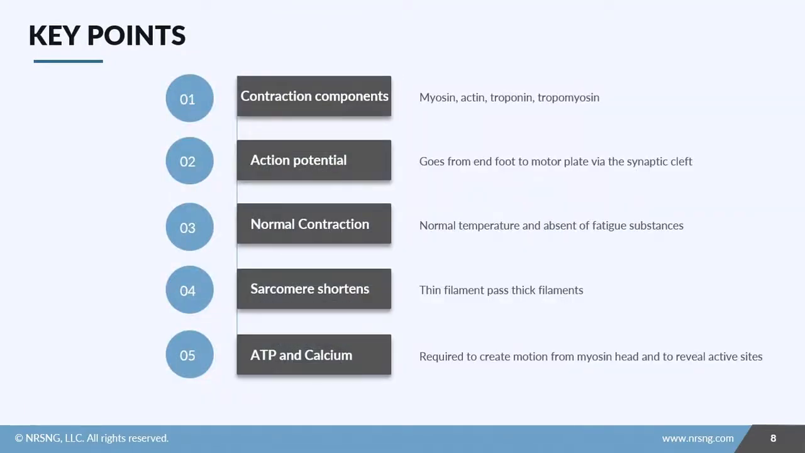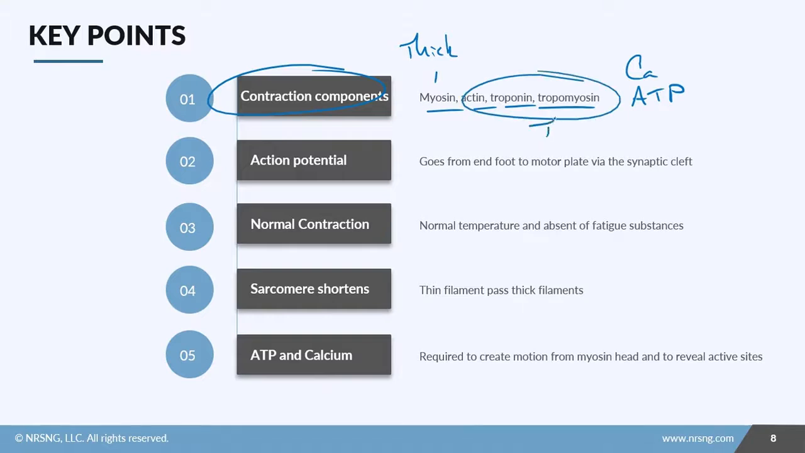Okay, so let's recap. Remember your contraction components. You need myosin, actin, troponin, tropomyosin. You also need calcium and ATP in order to make your contraction happen. Your myosin is your thick filament, and these other ones are your thin filaments. These make up your I band, and your thick filament is your A band. Remember, your action potential goes from the end foot of the axon to the motor plate via the synaptic cleft. And the reason it happens is because of acetylcholine. You get that acetylcholine that crosses it, and it continues the action potential across the neuromuscular junction, down the muscle fiber.